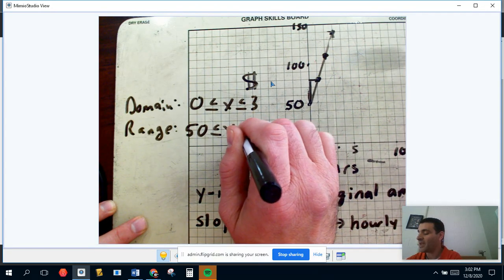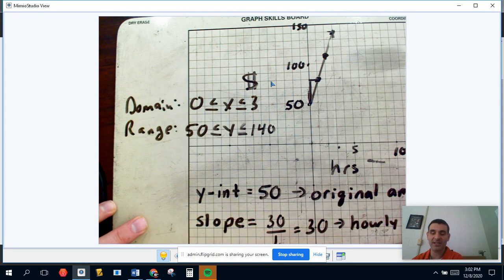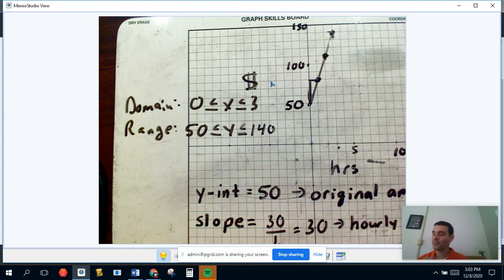Okay, remember, domain is x, range is y, and domain usually, the x is usually time, as it's the independent variable. Okay, so just a couple questions they may ask you about a linear situation.